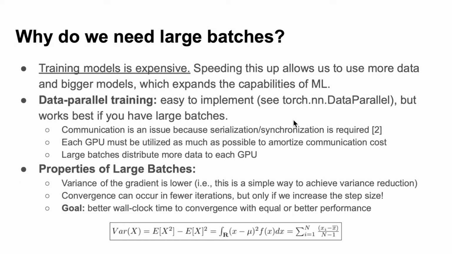Large batches also have a couple of nice properties. The first of all being that the variance of the gradient for a large batch is lower. This is because when we take the gradient over our mini batch, there are more examples in it, so the variance of this gradient is obviously lower. And then we can actually achieve convergence in fewer iterations if we have lower variance. We just have to scale up our learning rate. So our overall goal is to get better wall-clock time to convergence with equal or better performance than before. And this is done by leveraging the amortized communication costs in data parallel training with large batches, as well as the property of the low variance for the large batches.